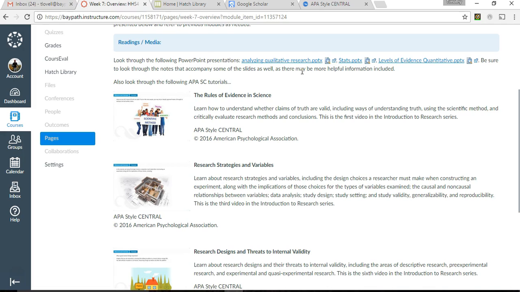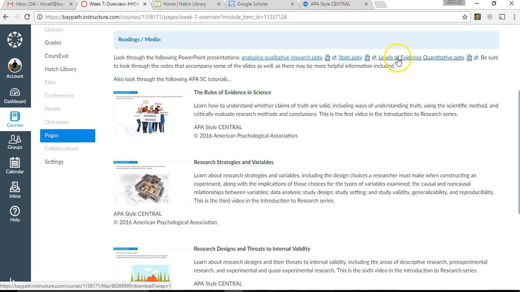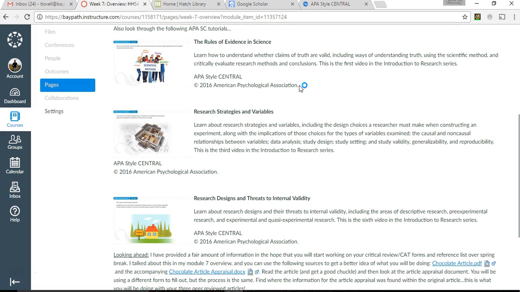So go through those, and then there are 3 tutorials from APA Style Central that it's going to go into a lot more detail. So these 3 PowerPoints will kind of get you on the path, and then these 3 tutorials are going to go into a lot more detail. And what this is all going to do is it's going to help you as you start doing your research. It's going to help you understand exactly what you're looking at when you're looking at these articles. Okay? And that's important because you can't interpret it if you're not understanding it as you're reading, right?